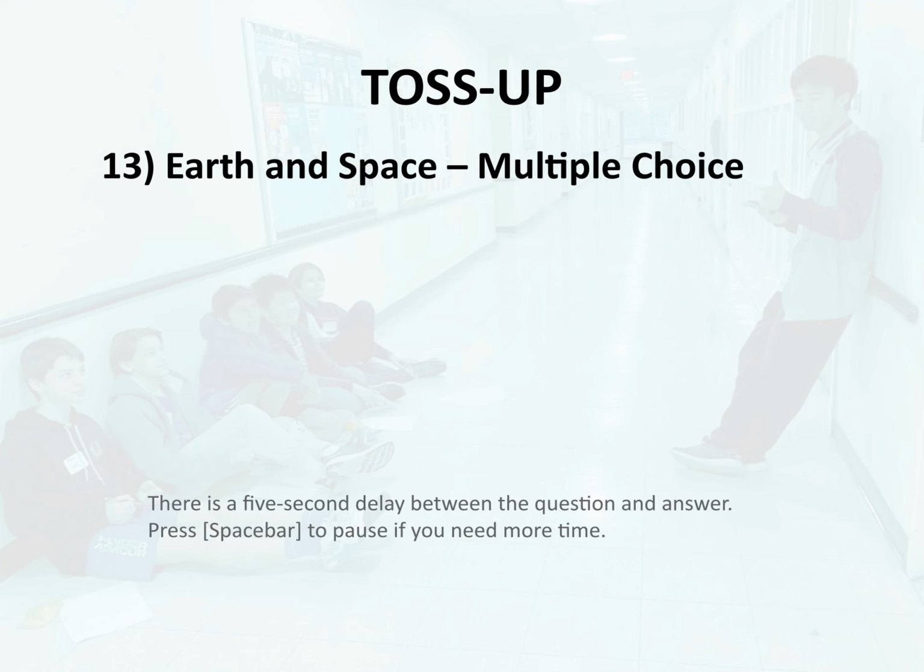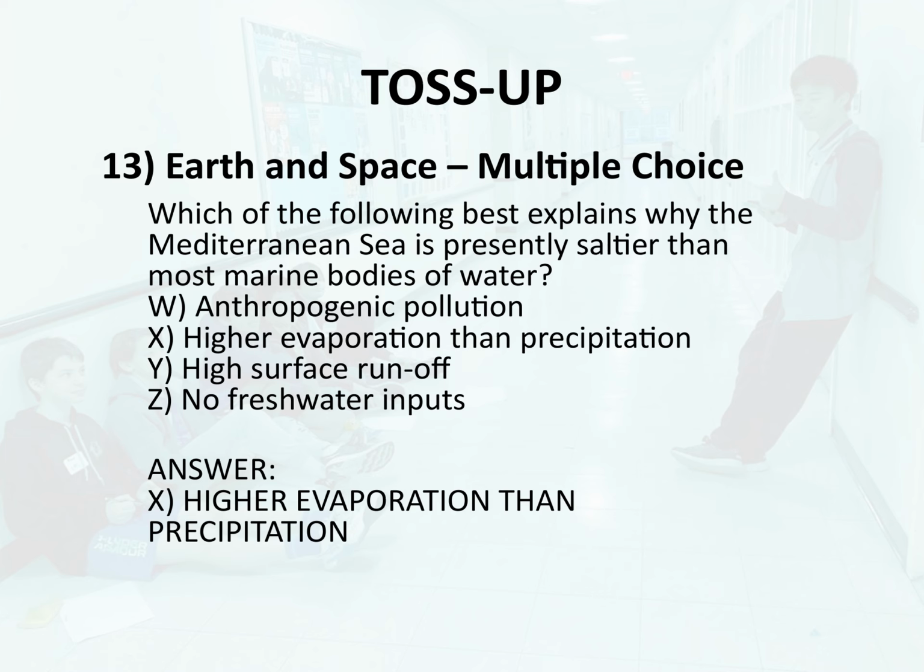Toss-up 13. Earth and space, multiple choice. Which of the following best explains why the Mediterranean Sea is presently saltier than most marine bodies of water? W. Anthropogenic pollution. X. Higher evaporation than precipitation. Y. High surface runoff. Z. No freshwater inputs. Answer. X. Higher evaporation than precipitation.